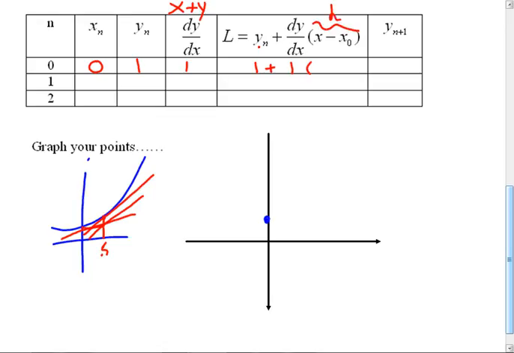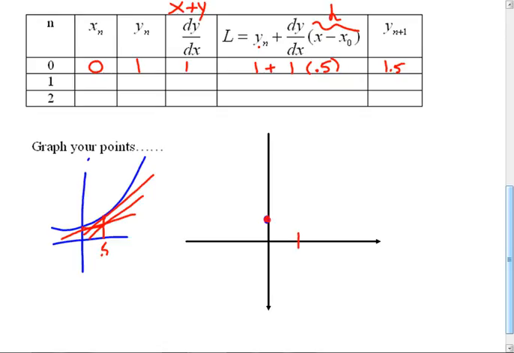How big was that? 0.5. So where is my new y coordinate going to be? I'm going to add that up. 1 plus 1 half. So it's 1.5. So here's my first point.